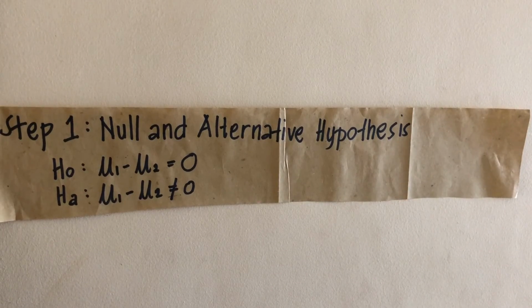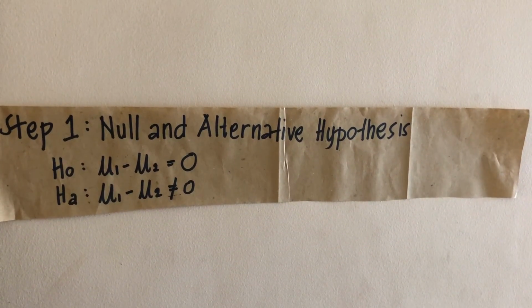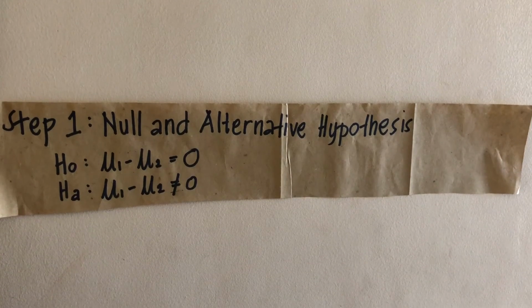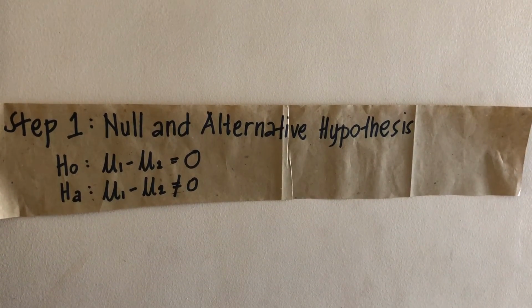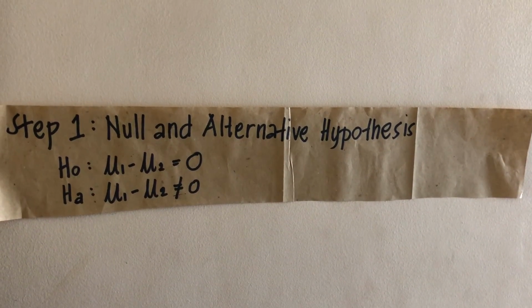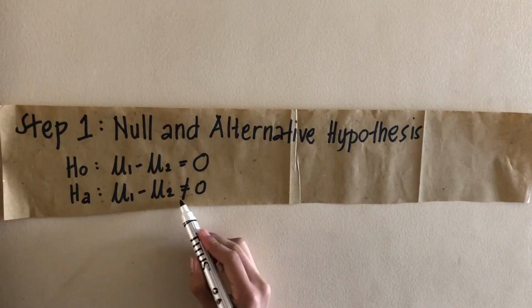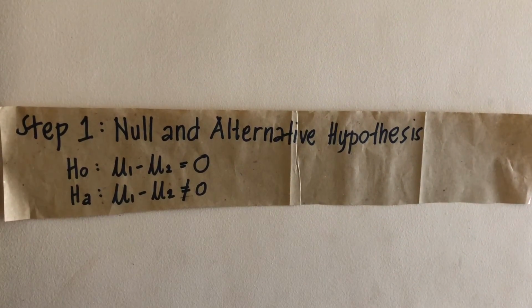Step 1. Formulate the null and alternative hypothesis. H0 is constant. μ1 minus μ2 is equal to 0. HA is μ1 minus μ2 not equal to 0. Used if it is two-tailed.